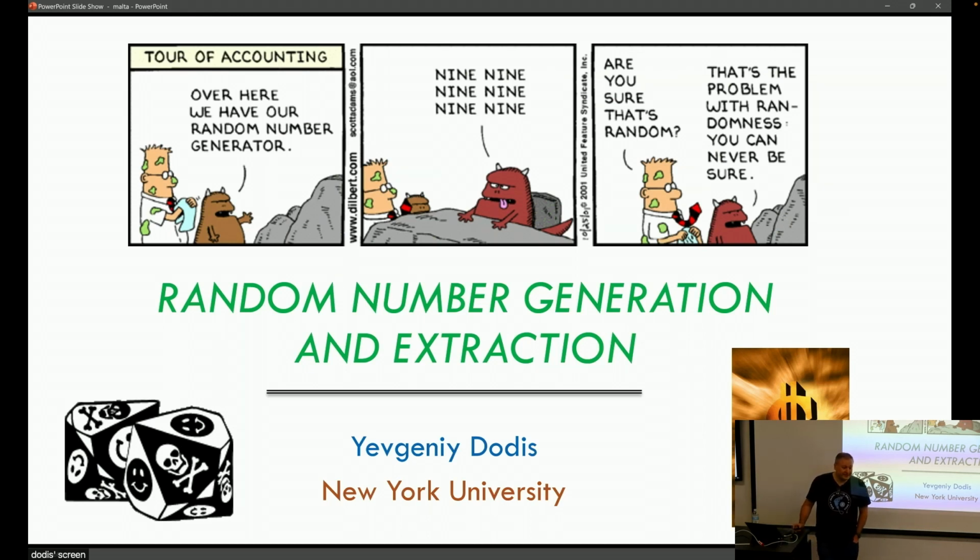Today I'll give a slightly unusual talk. It's a survey talk. It covers a range of papers, but hopefully it's a good area, and it would be good if maybe some of you get interested in it. It's about random number generation and extraction.